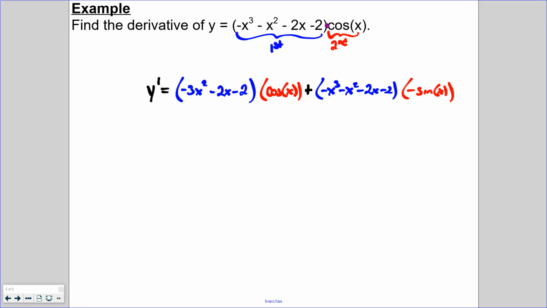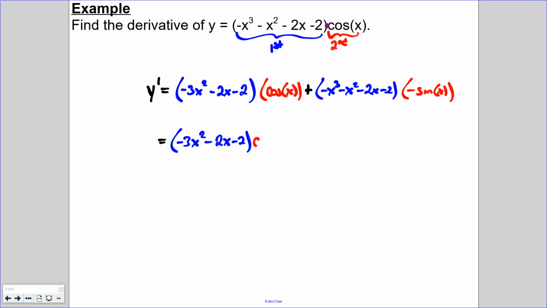All right, then from here we just need to simplify, and there's not a whole lot we can simplify. I mean, if we wanted to, we could take the cosine and distribute it in, and then the sine and distribute it in, but that wouldn't really simplify our function. In this case, it would actually make it look a little bit more complicated. So we're not going to use the distributive property here.